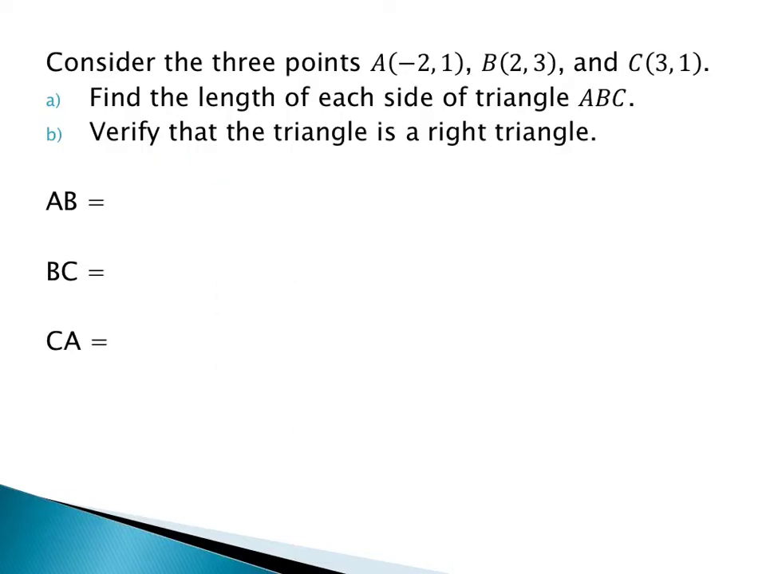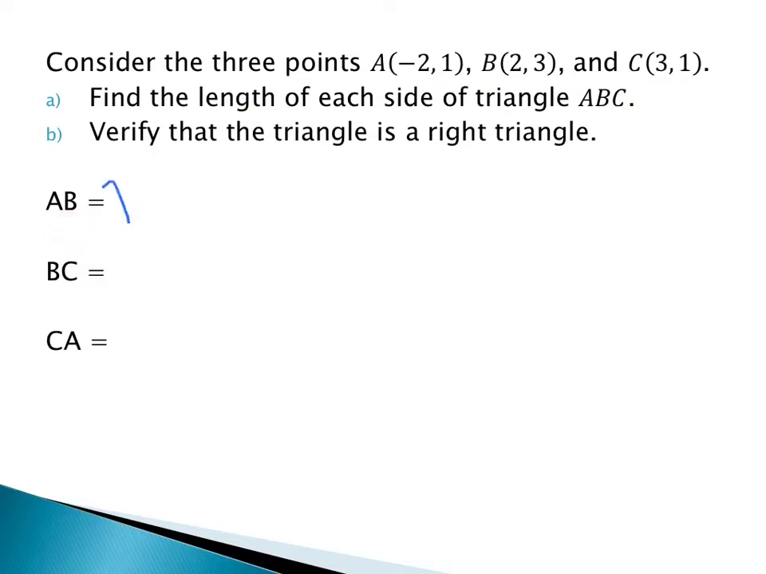Here's an example. We have 3 points. We do not need to graph them. We need to find the length of each side of this triangle, ABC, and then verify that it's a right triangle. And so first, let's find the length of each side of the triangle. We need our distance formula.